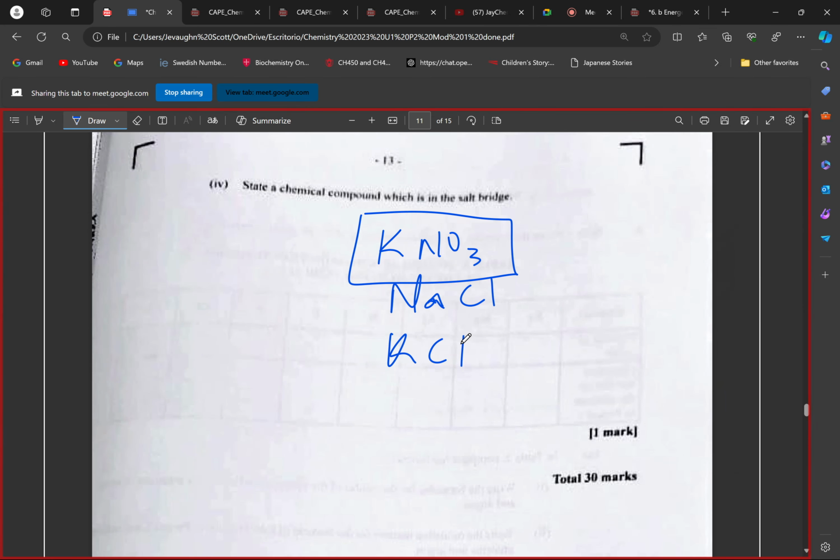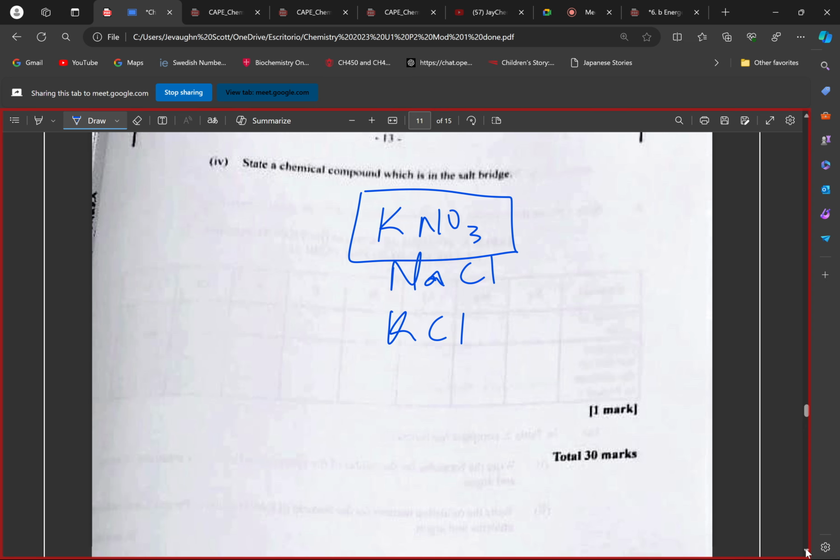So the salt bridge can consist of any one of these things, but potassium nitrate is the one that the salt bridge strives to be filled with. Not copper nitrate, potassium nitrate. And we tend to use nitrates or chlorides because of their high solubility.